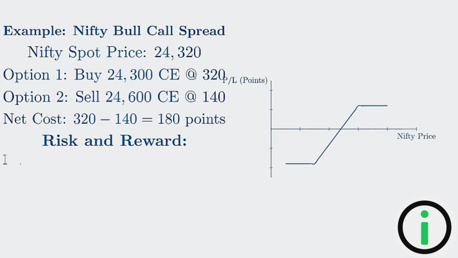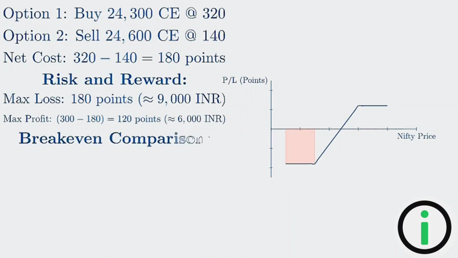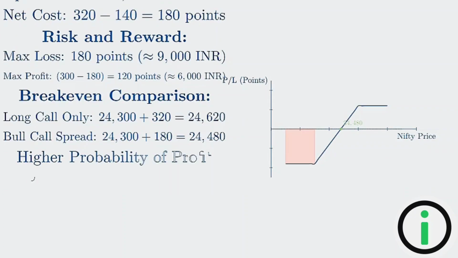Your maximum loss is now limited to 9,000 rupees per lot, compared to 16,000 if you had just bought the call. Notice the break-even point. For the naked call to be profitable at expiry, Nifty needs to reach 24,620. For the spread, Nifty only needs to reach 24,480. You've significantly increased your probability of profit by capping your potential gains. This is a professional way to play a moderate bullish move without overpaying for time value.